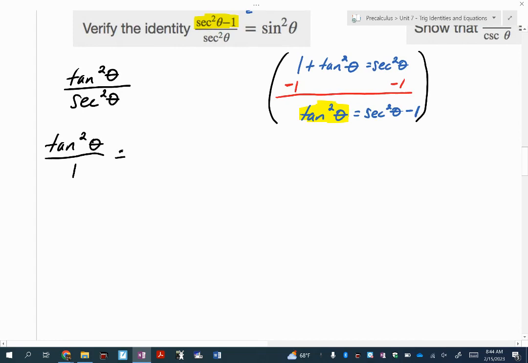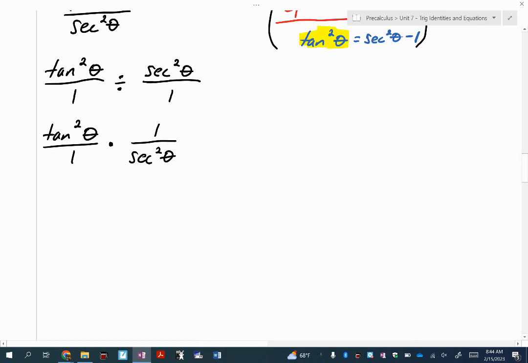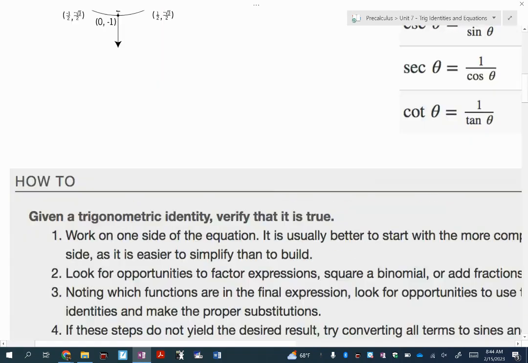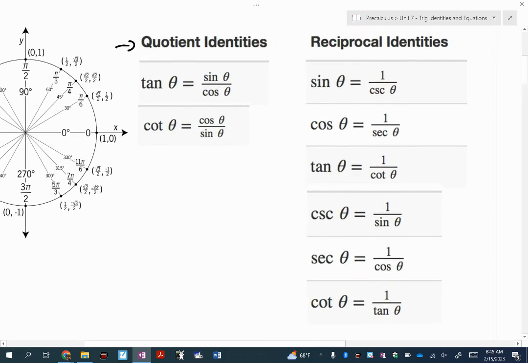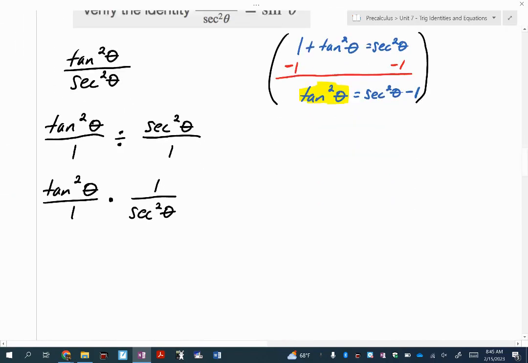Tangent squared theta over 1 divided by secant squared theta over 1. I think we're okay with that. Then I'm going to think back to middle school, and when I divide a fraction, I actually multiply by the reciprocal. All right. Now, I know it says squared, but one of the nice things about these quotient identities, and even the reciprocal identities, is that if this just says squared, then you just have to change the sine to be squared and the cosine to be squared. So as long as you throw the squares on all of the trig functions, then it's okay. Like, for example, sine squared theta is 1 over cosecant squared theta. So that's what I'll be using to rewrite this first one.